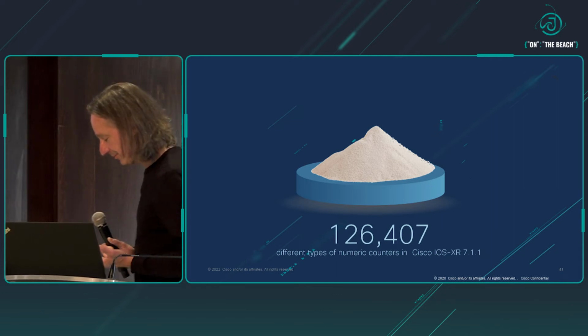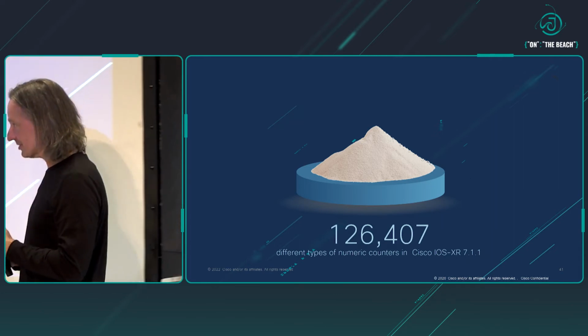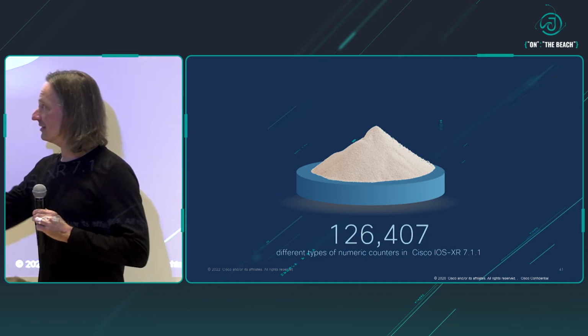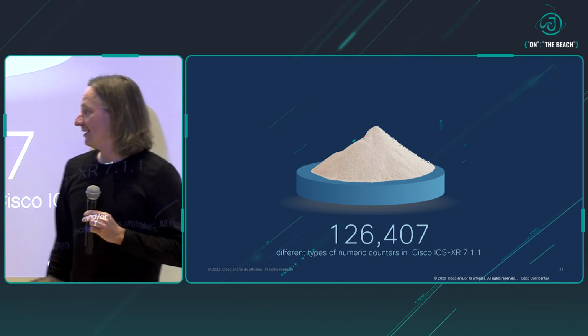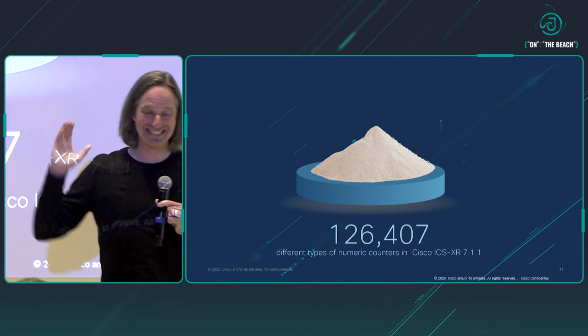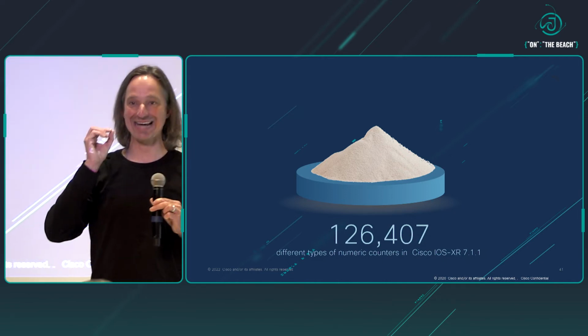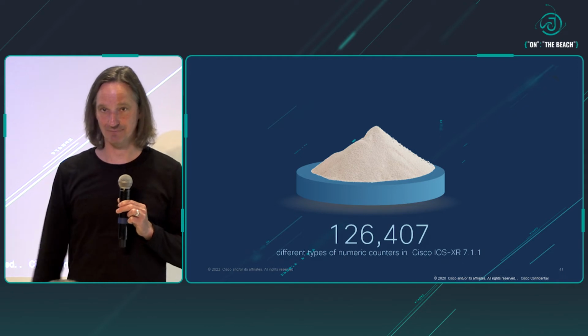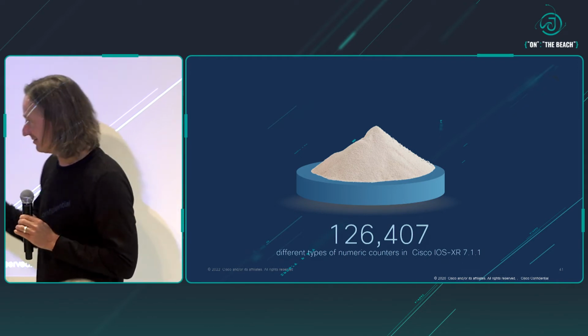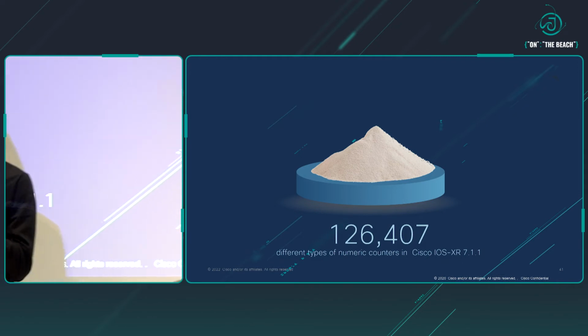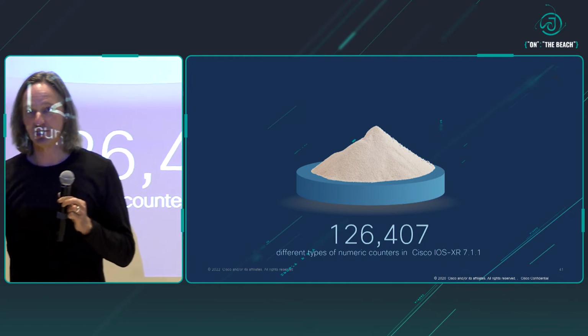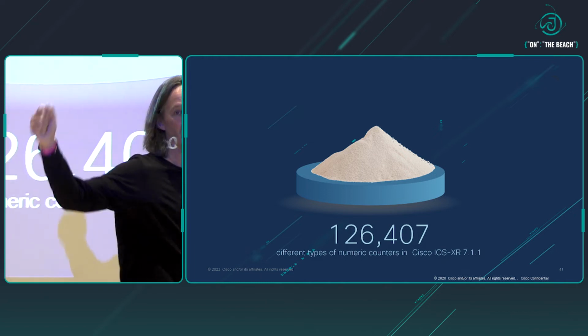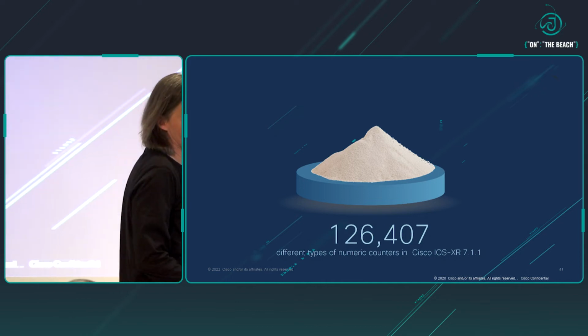An example from boxes that we build, like routers. If you look at a recent OS, we have around about 126,000 different types of counters. And that counter might be number of bytes sent on a particular interface. So it goes by the number of interfaces that you have in a box. So it can easily have millions of counters.